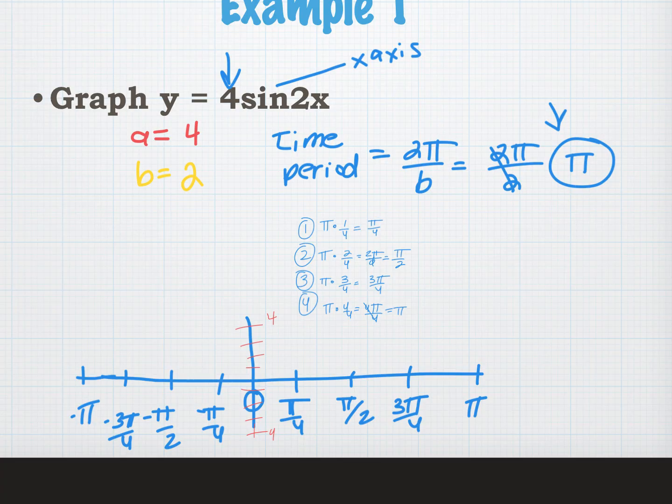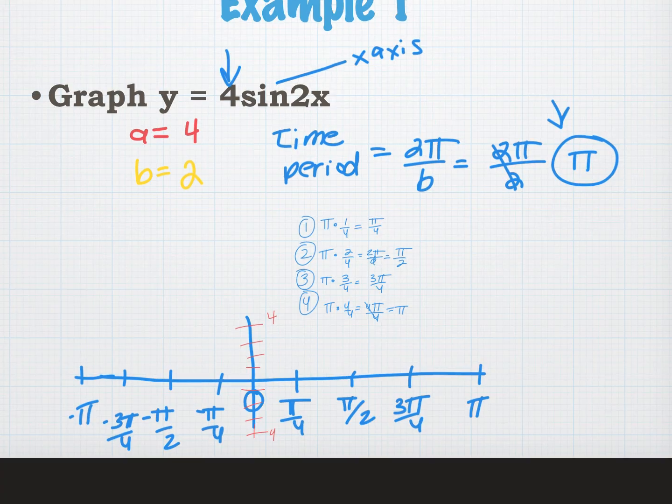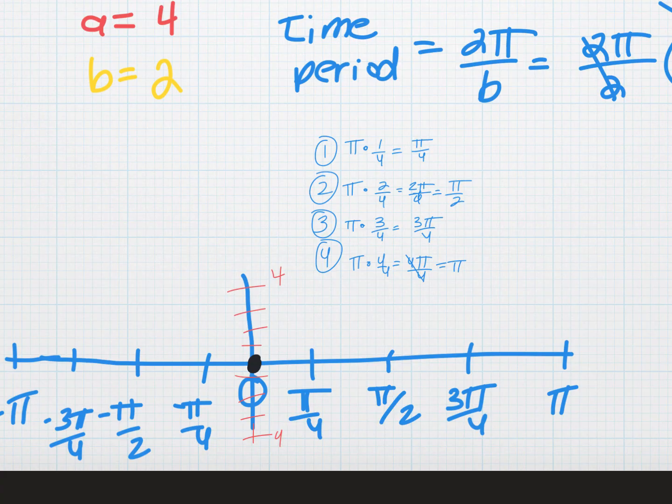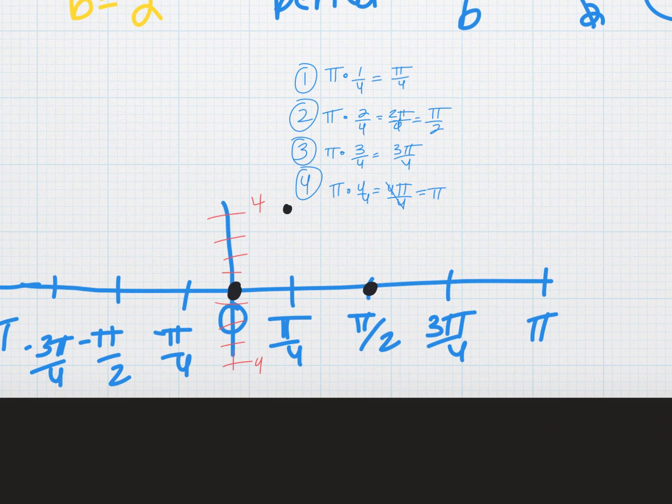At the amplitude or the axis? At the x-axis. Okay, so I'm here at the x-axis. And my first point, do I go up to 4 or do I go down to negative 4? I go up to 4, and then I go back down to the axis for my next point. Then where do I go? Down to negative 4, and then I go where? Back to the x-axis. Perfect. And then you just mirror those points on the other side.